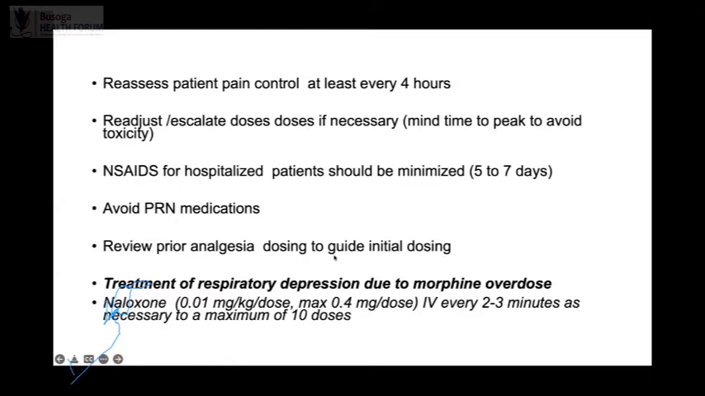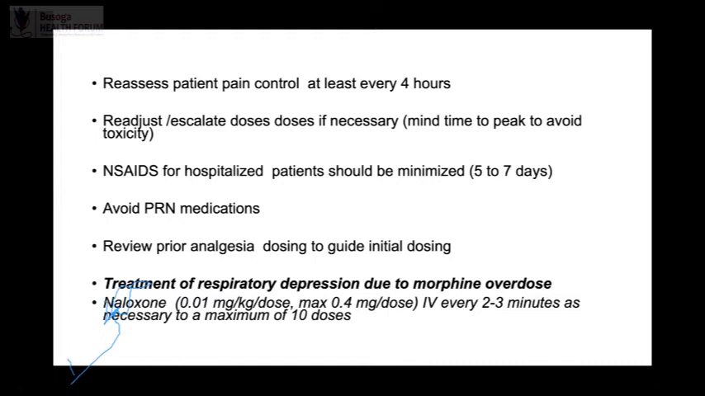Okay, reassess the pain control at least every 4 hours. Adjust the doses if necessary. You might adjust the doses of morphine from WHO ladder step 2 to step 3. You can add additional medication, but please assess response to pain. Try to minimize NSAIDs. We know they cause acute kidney injury. Try to limit them to 5 to 7 days.